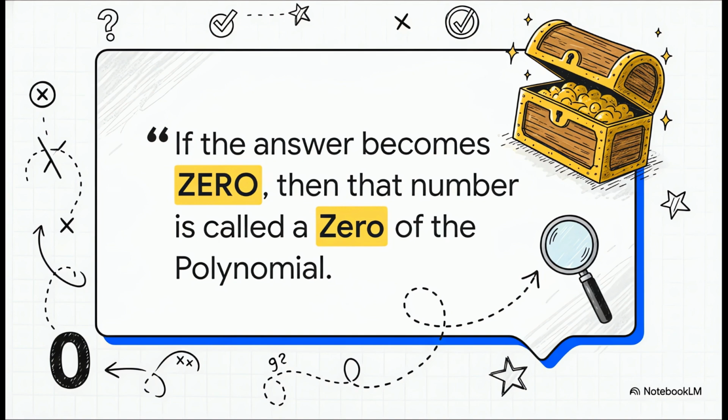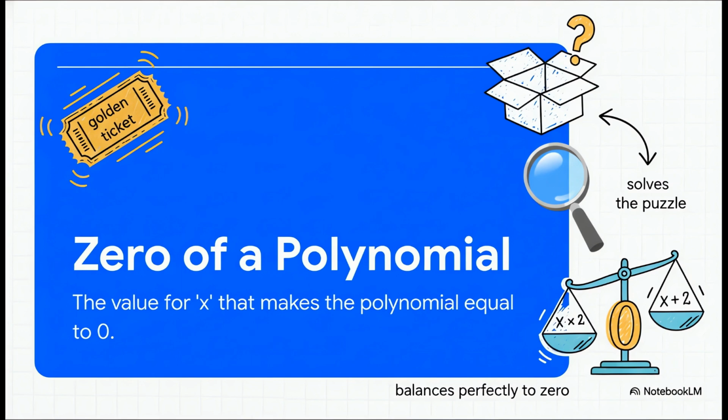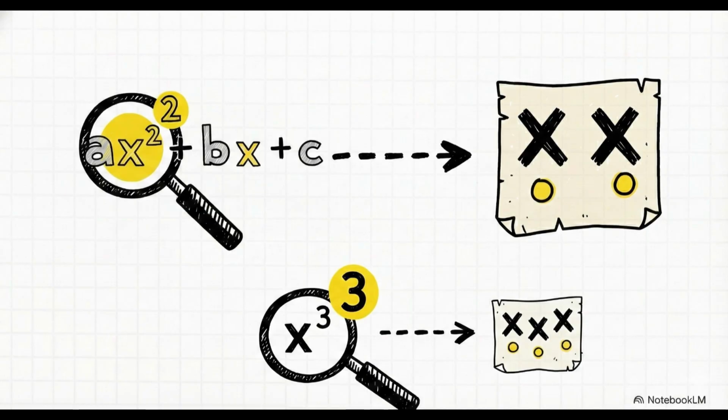And that, my friends, is our real target. So let's be crystal clear on this. A 0 is like the solution to the puzzle. It's the one specific number you can plug in for x that makes the whole thing perfectly balance out to 0. Honestly, finding these zeros is one of the most important jobs in all of algebra.